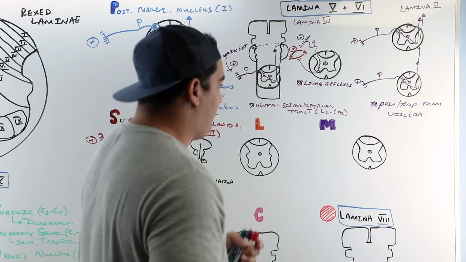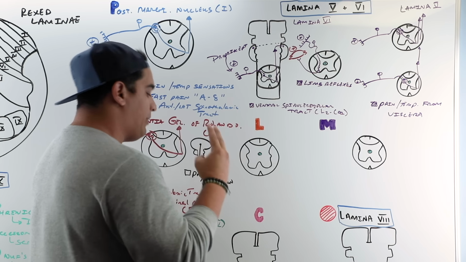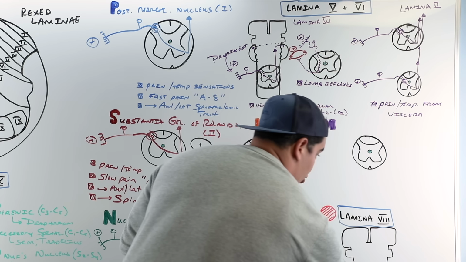Next part is lamina 7. Now we said that there were 3 structures in lamina 7. We're going to blast through this part because it's pretty straightforward.